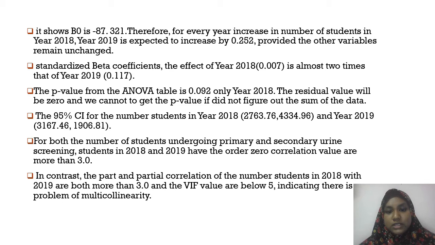2018 and 2019. The zero-order correlation values are more than 3. In addition, the part and partial correlations of the number of students in 2018 and 2019 are both more than 3. And the last one, the VIF value is below 5, indicating there is no problem of multicollinearity. That's all for me.